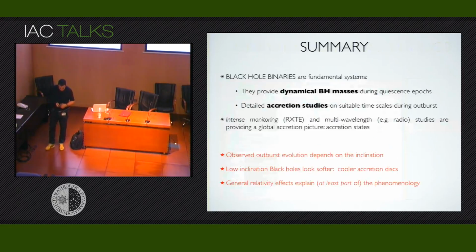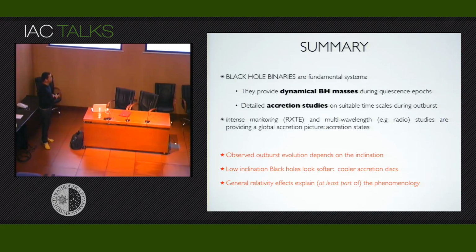So I hope that I showed you that black hole binaries are quite exciting. They are, I would say, fundamental for compact object physics, but they can also act as extreme laboratories for extreme physics. They are able to provide dynamical black hole masses. All the dynamical black hole masses that we know come from these systems, and they are able to provide detailed accretion studies on time scales that are adequate for human beings.